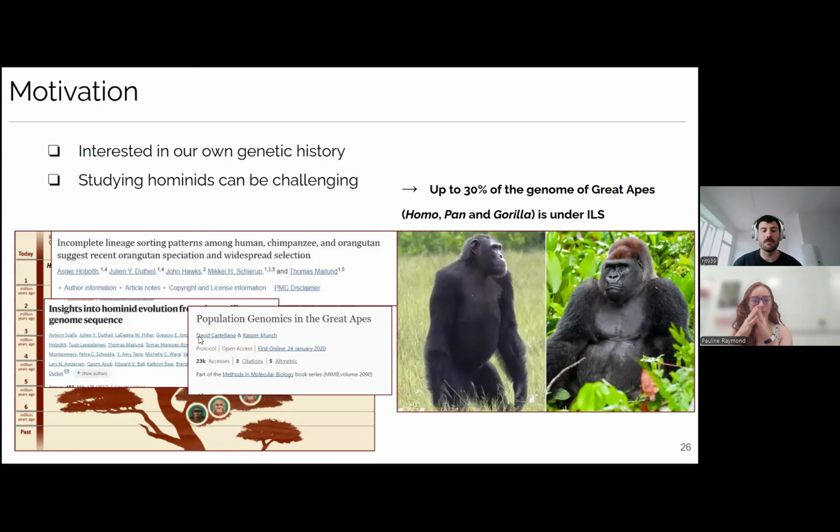For example, multiple studies in the past have identified that up to 30% of the genome of great apes is undergoing ILS, which is what we just saw. So humans, chimpanzees, and gorillas have many positions on the tree where chimpanzees might appear closer to gorillas, or humans might appear closer to gorillas.